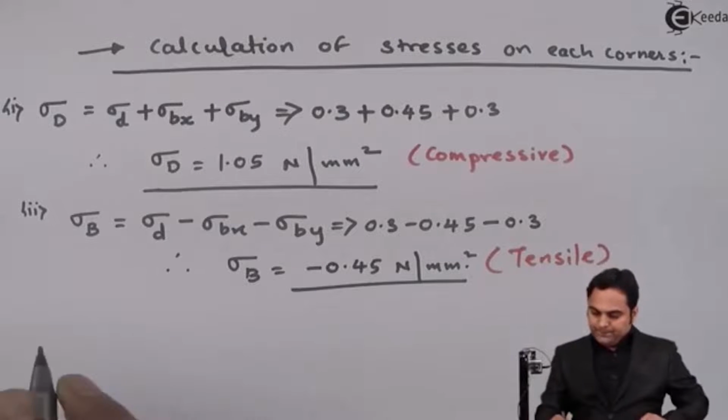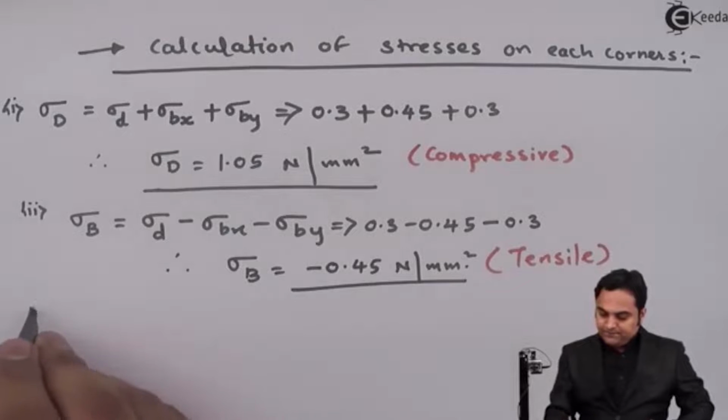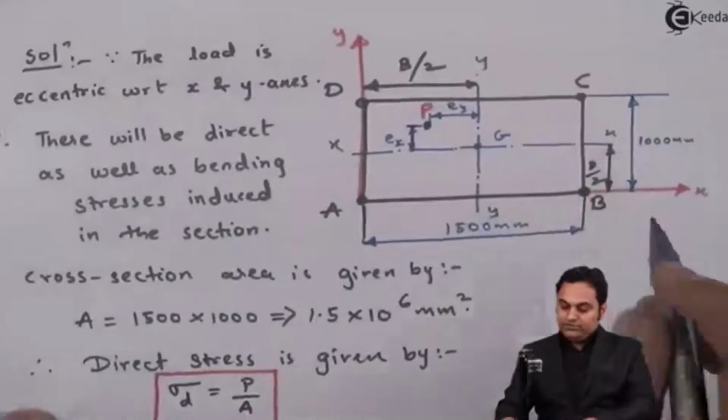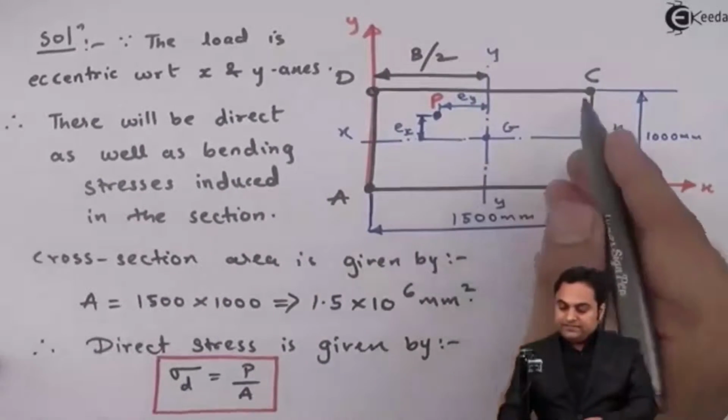So now after getting the stress at B, next I'll calculate the stress at C. Here we have point C and direct stress will be there.